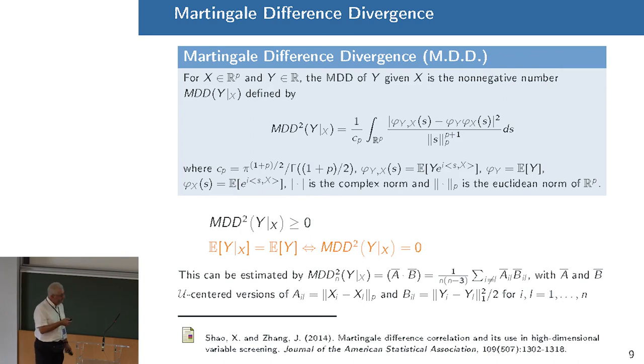Okay, again, as in the previous work of Székely and others, if we use empirical estimation of these elements, we have some kind of covariance between the distances of X and Y, and many times this distance can also be corrected to reduce the bias. This was introduced in 2014 in the JASA paper on martingale difference correlation, and it is used in high dimensional variable screening.